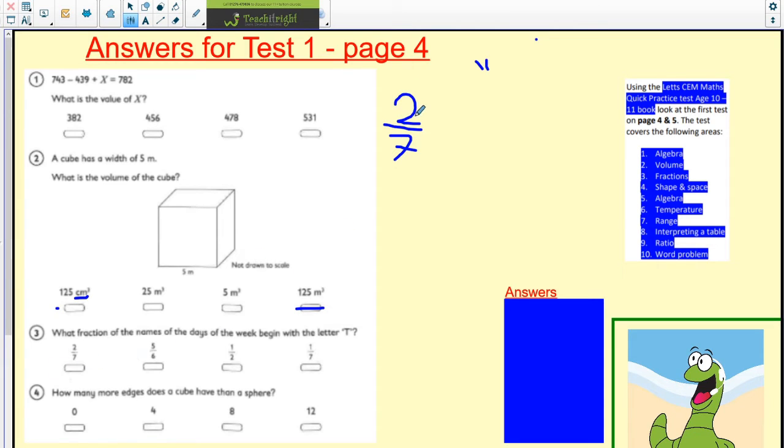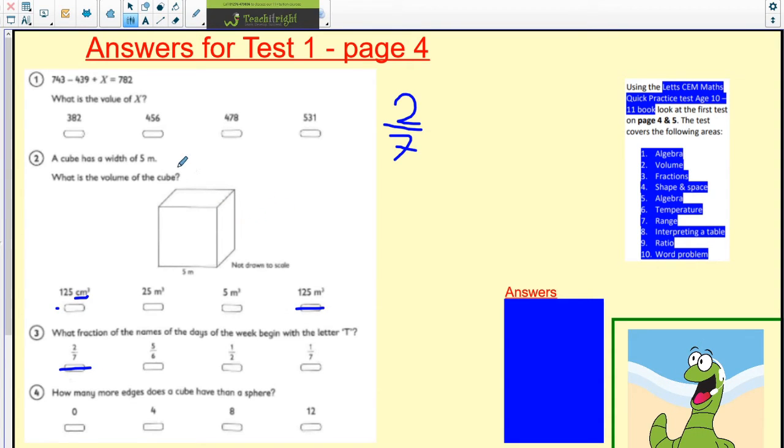And that's the answer. Now I do just want to check, can I simplify it? Nope, 2, 7, I can't divide anything by the same number because 7 is actually prime. So 2 out of 7 is my final answer. But it's always worth with a fraction just to go back and double check, to think in your head, can I simplify it? Yes or no.